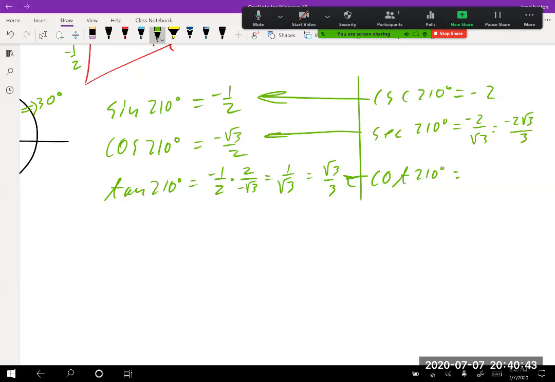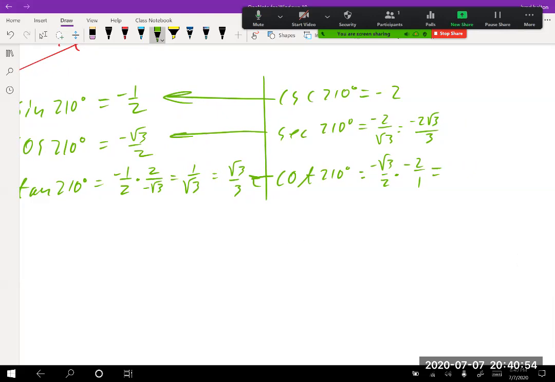And then cotangent would actually become cosine negative square root 3 over 2 times the reciprocal of -2 over 1, because it's division. And then we would get negative, and a negative is a positive square root 3.